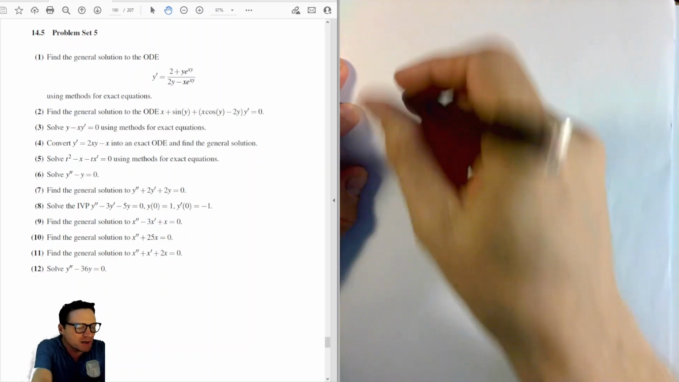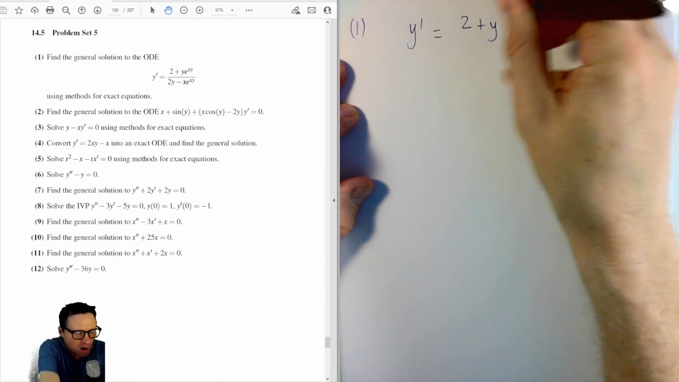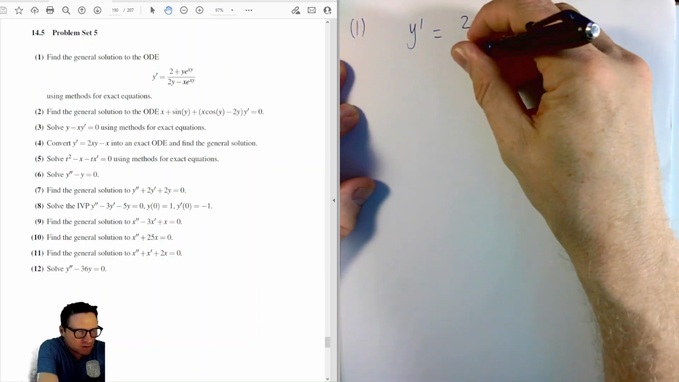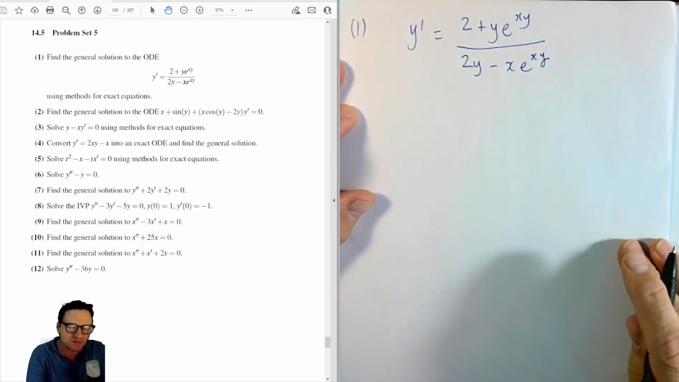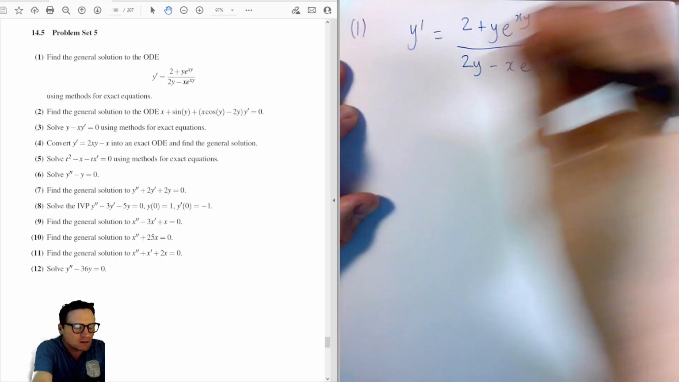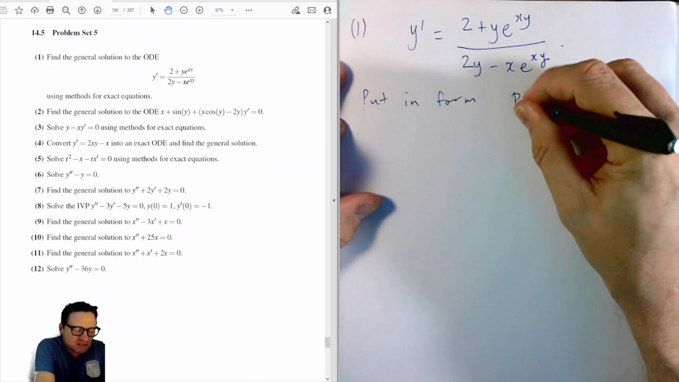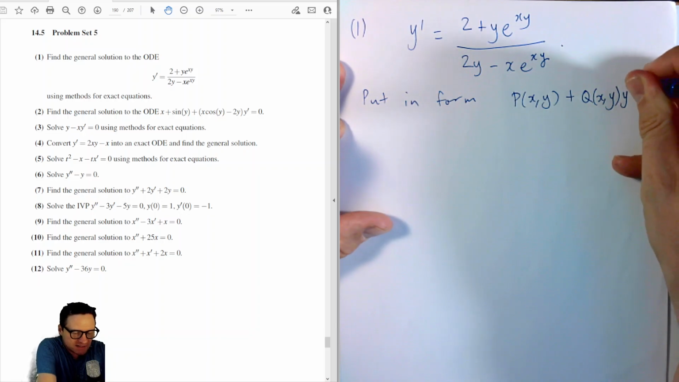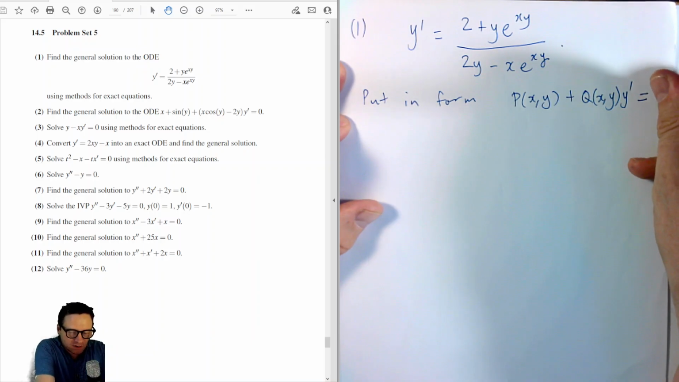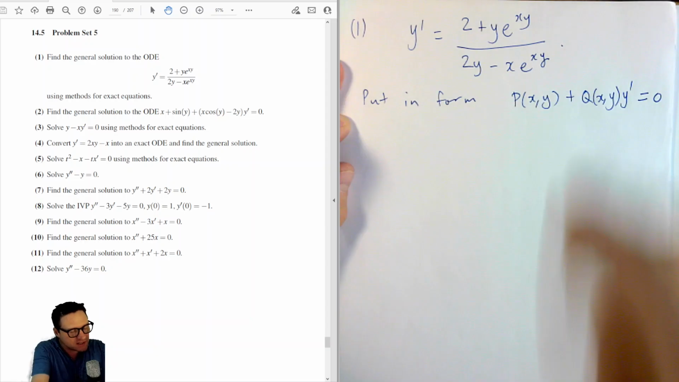All right, so beginning with question 1, we're asked to solve y' equals (2 plus y e^(xy)) over (2y minus x e^(xy)). So what we want to do is put this in the form p(x,y) plus q(x,y) times y' equals 0. Okay, and then test whether this equation is exact by taking partial derivatives of p and q. So let's put it in this form first.